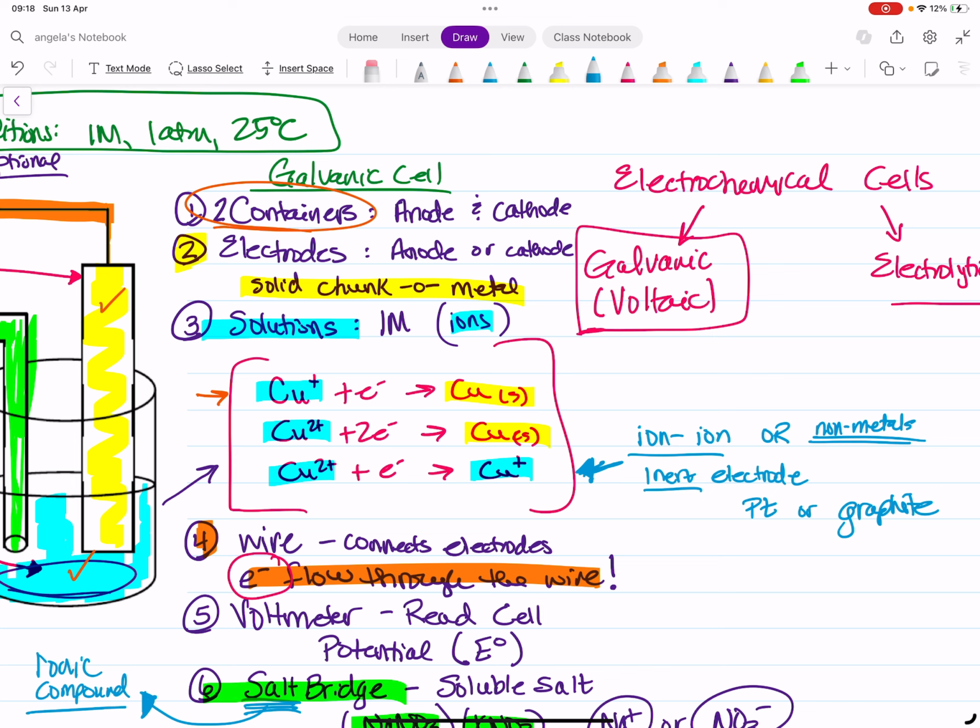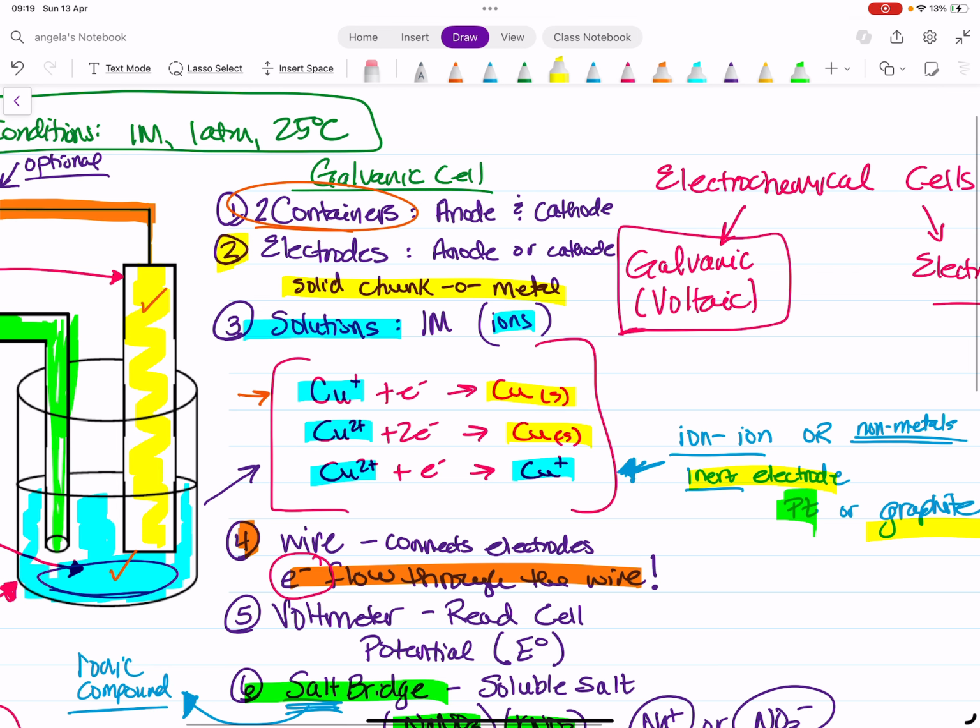Just FYI, most people, when they're writing it, would identify it as platinum, Pt, because it's easier than writing out graphite, because we're trying to save time when we're working, so we go as quick as we can. But many times on the AP exam, they're just going to write out graphite. So just be aware, you use an inert electrode when you have ion to ion, like in this third copper one, or if you have nonmetals.